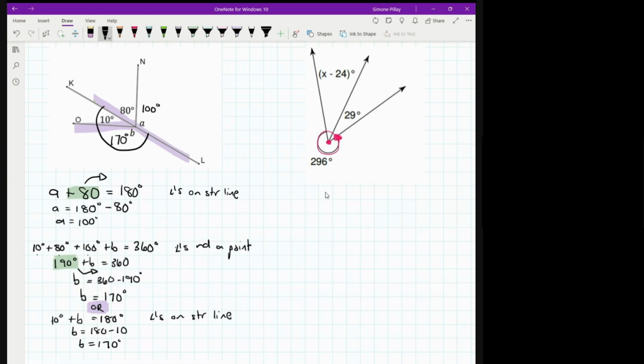My statement, ma'am, is going to be 296 plus bracketed x minus 24 plus 29. So, ma'am, I started with combining my 296 plus 29. Okay. Your statement is not done yet. What's the rule with angles around a point?